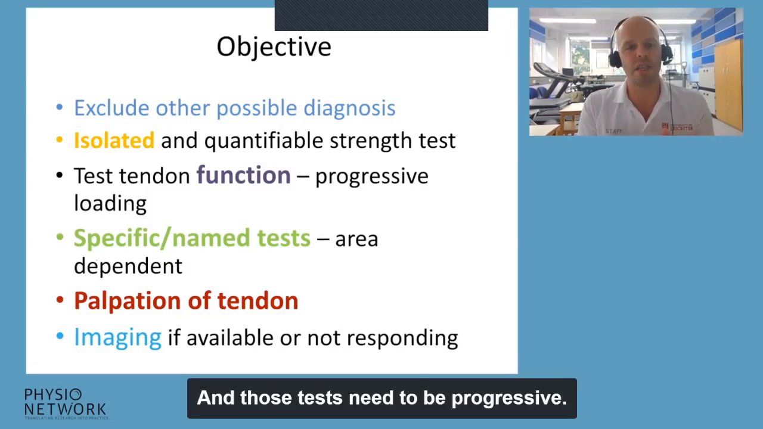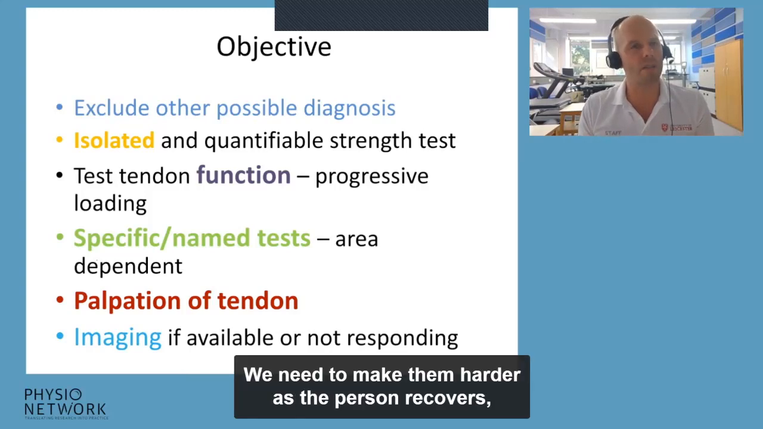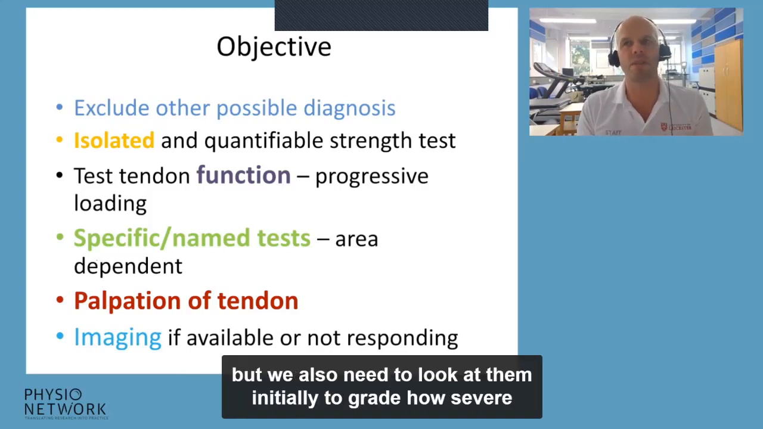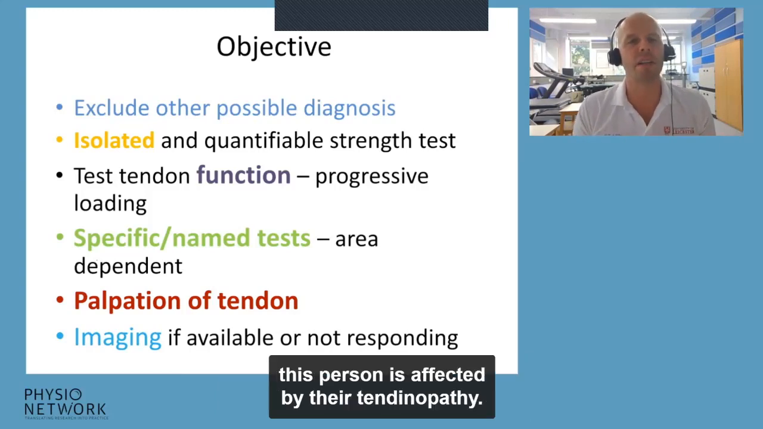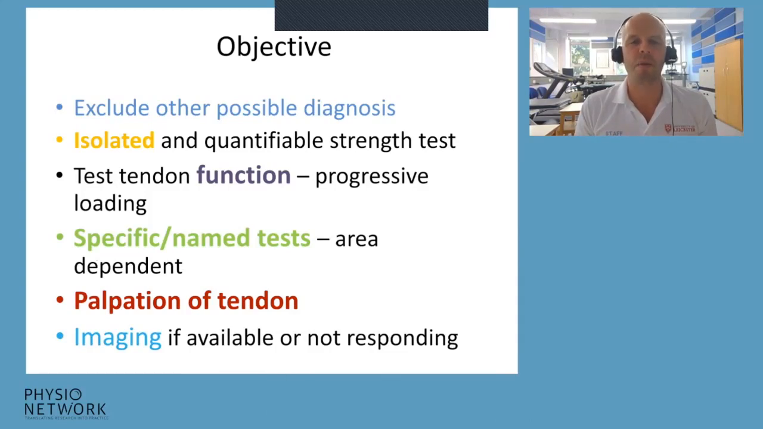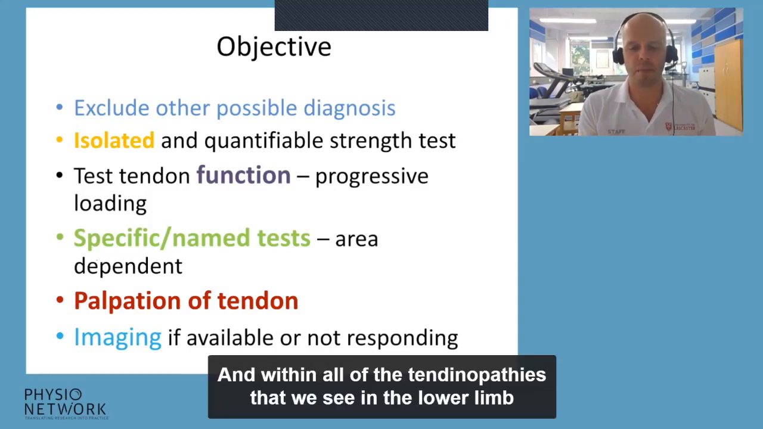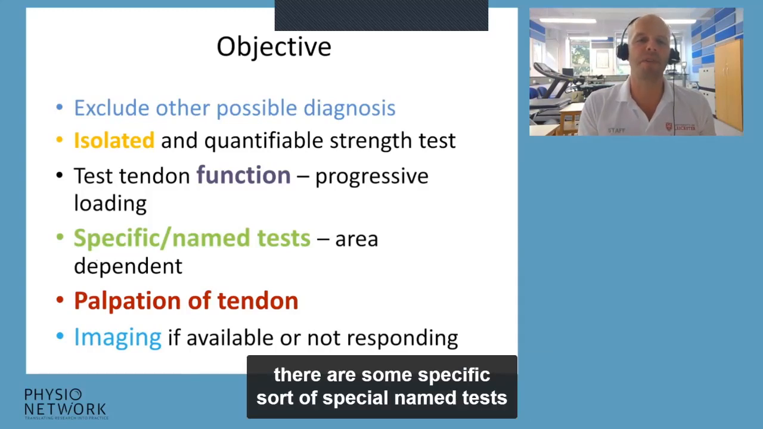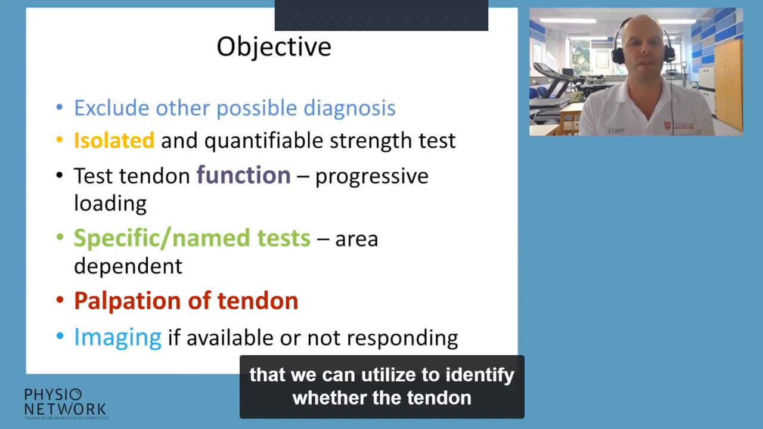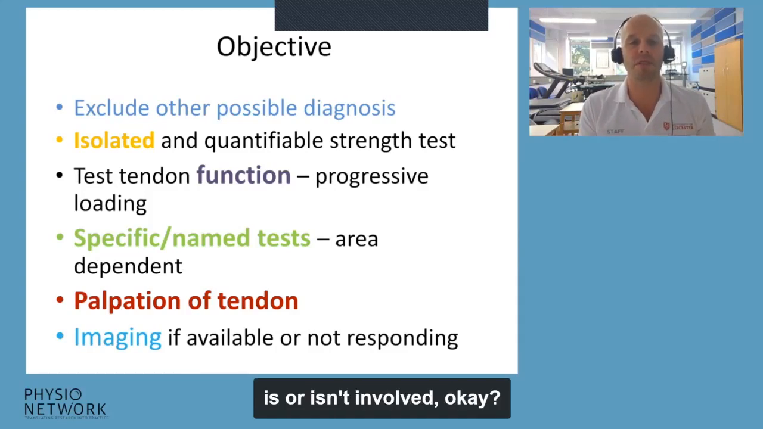And those tests need to be progressive. We need to make them harder as the person recovers, but we also need to look at them initially to grade how severe this person is affected by their tendinopathy. And within all of the tendinopathies that we see in the lower limb, there are some specific special name tests that we can utilize to identify whether the tendon is or isn't involved.